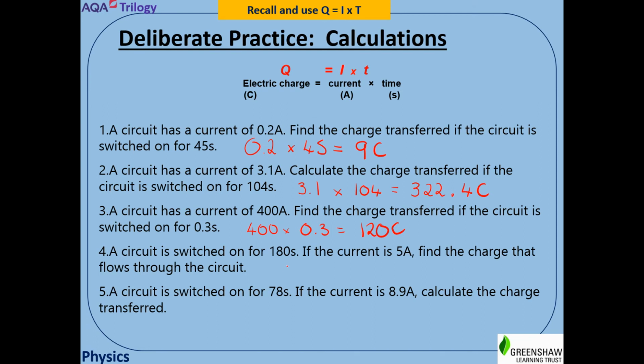Finally, we've got 5 amps times 180 seconds, which is 900 coulombs. And we've got 8.9 amps times 78 seconds, which is 694.2 coulombs.